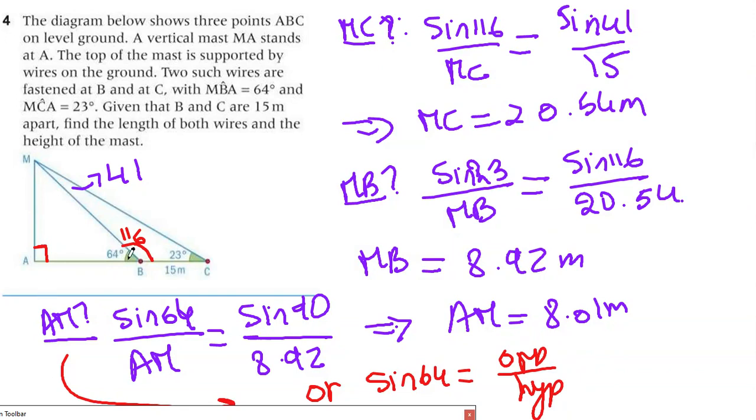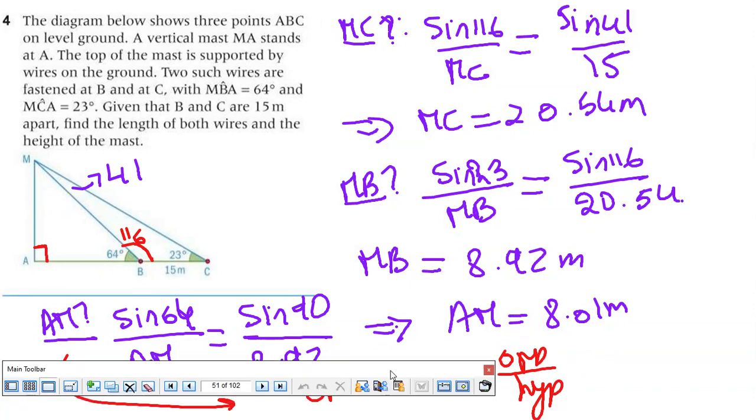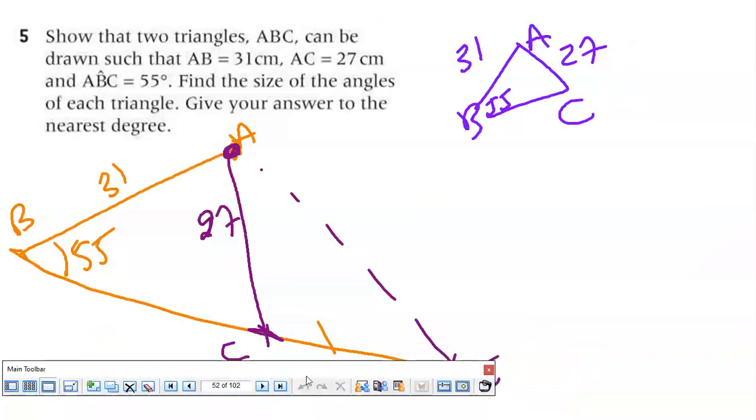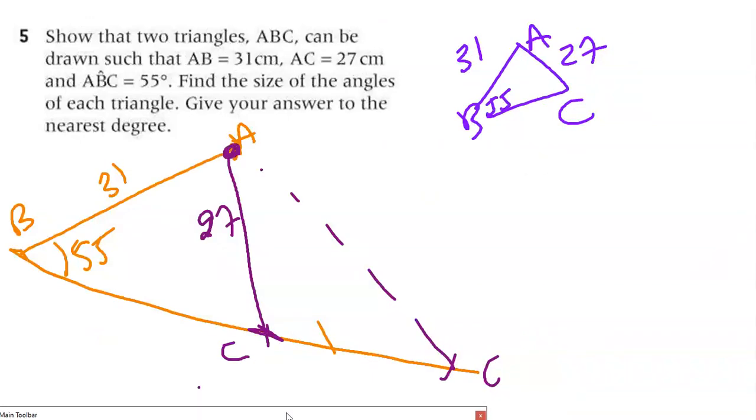AM, I can find it either by doing sine, opposite over hypotenuse, or you can also use the law of sine. Sine 64 over AM is equal to sine 90, I have it, over 8.92, MB. And then you will have the three measurements that they want me to find. I want to find AM, MB, and MC. The last exercise, this is what I was talking about.